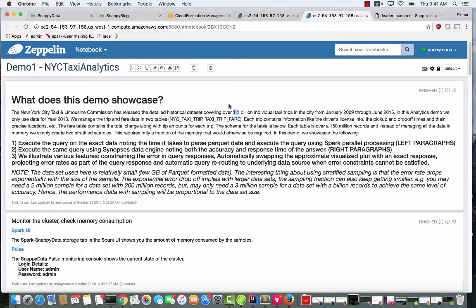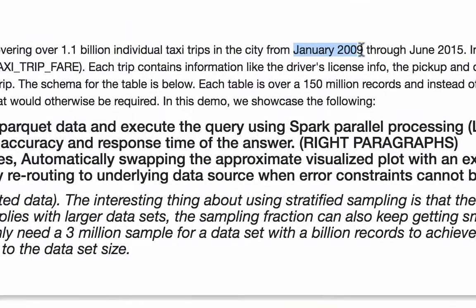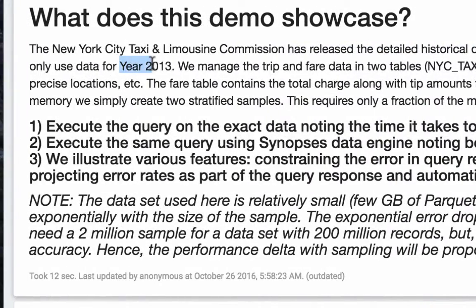Today I'm going to show you a new demo we've released that runs over the NYC Taxi data that was recently released. The full data set's from January 2009 to June 2015. It's about 1.1 billion individual taxi trips. In this demo, we use just the year 2013, which is about 150 million records.